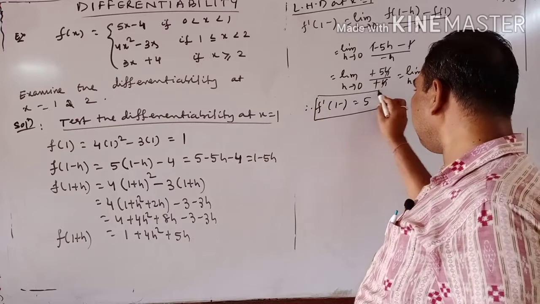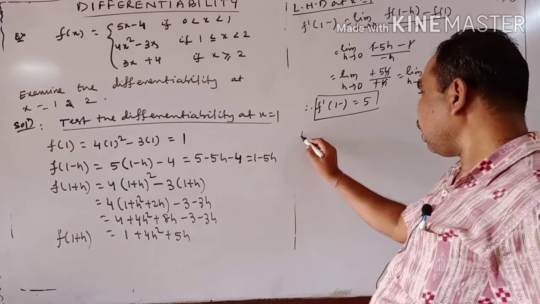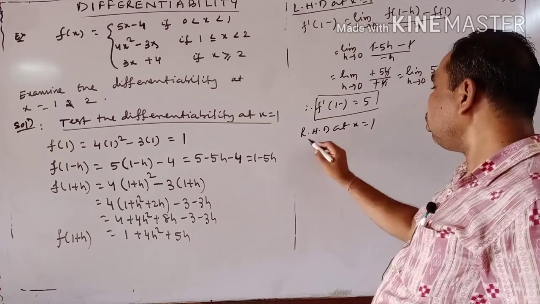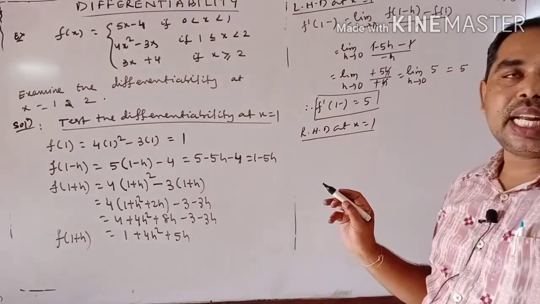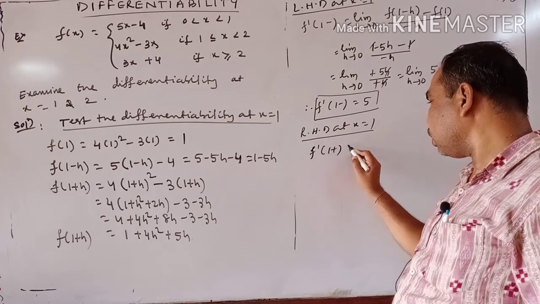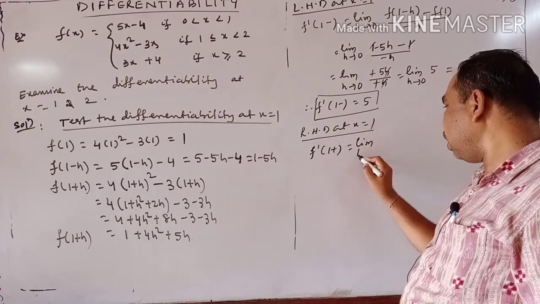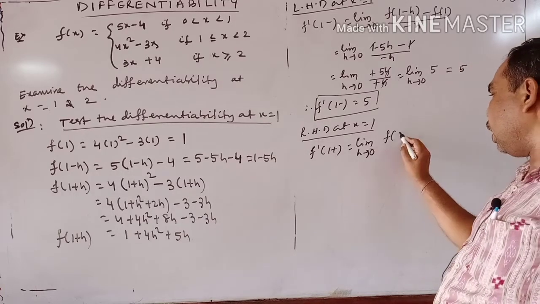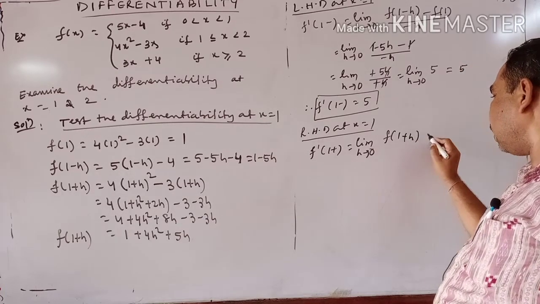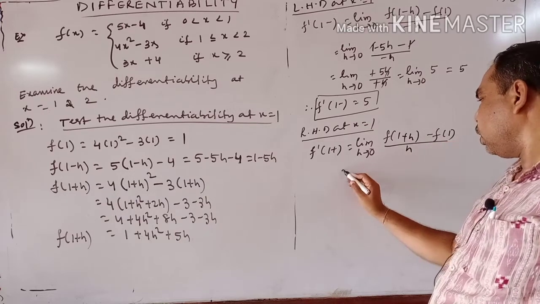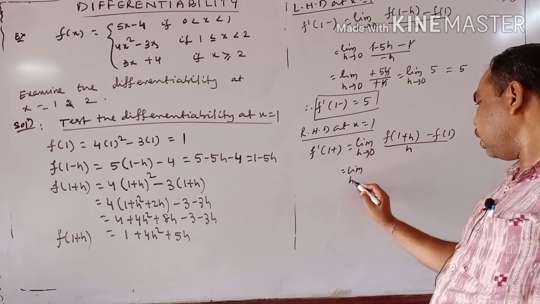This is the left hand derivative. Next, to find the right hand derivative, RHD at x is equal to 1. That is f dash 1 plus is equal to, what is the formula? The limit h tends to 0 of f of a plus h, a is here 1, so f of 1 plus h minus f of 1 divided by plus h is equal to limit h tends to 0.